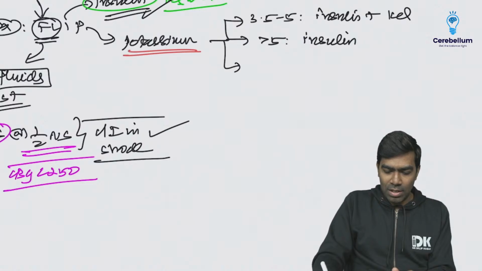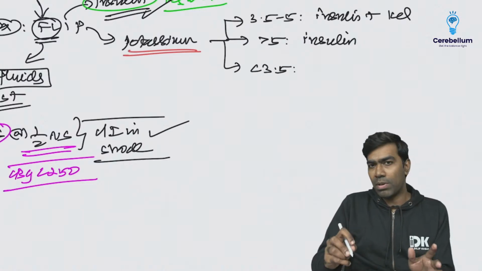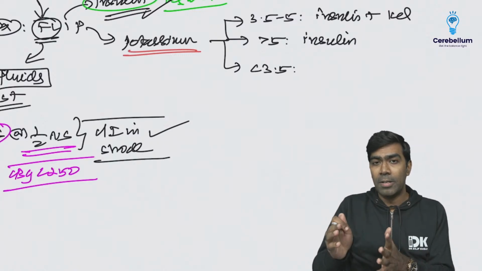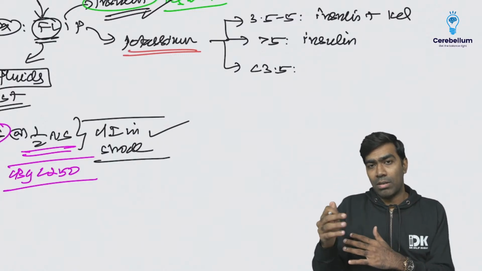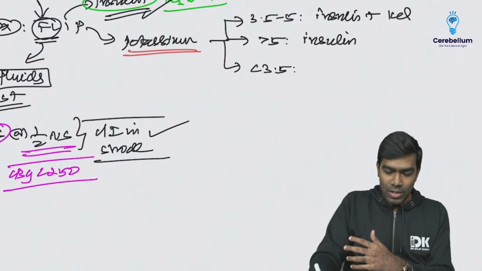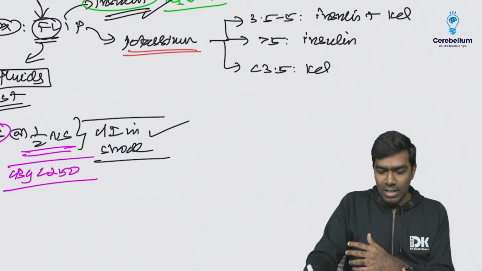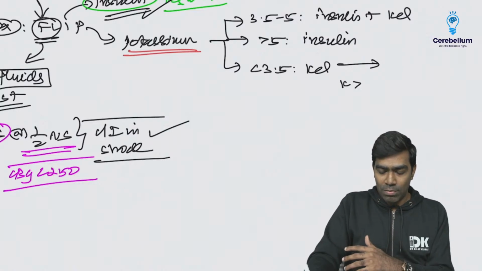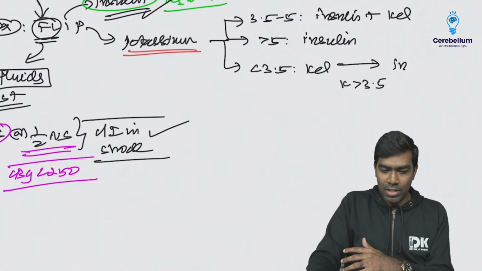In case the serum potassium is less than 3.5, remember, starting insulin here can be detrimental. It can result in severe hypokalemia and more problems like arrhythmias. That's why here KCL should be given first. Then after careful monitoring of potassium, once the potassium becomes more than 3.5, you add insulin.